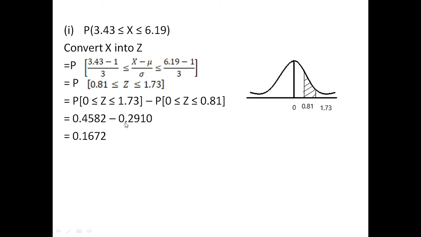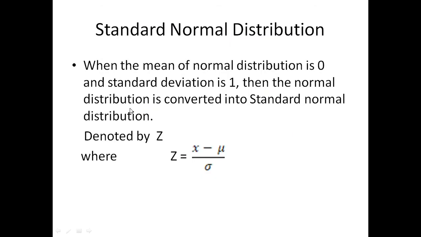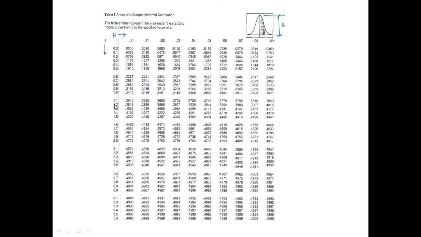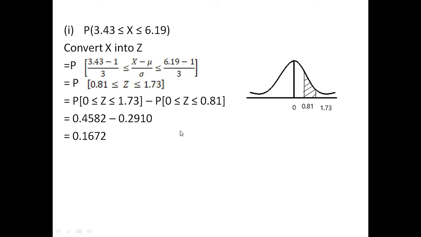So now how do we find the value from the table? Here we have the first value, 1.73. So we'll go back to the table, and here we will see 1.7, and then this is 0.03. In front of 1.7 and below 0.03, we can see that the value is 0.4582. So again I will go to the question.